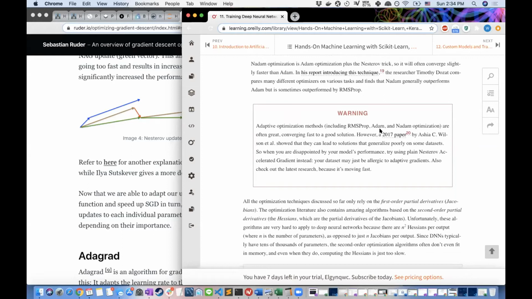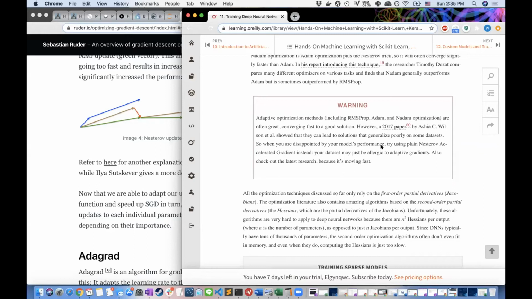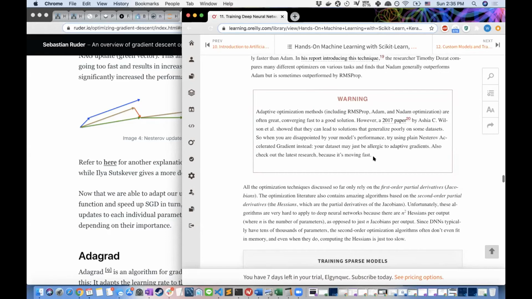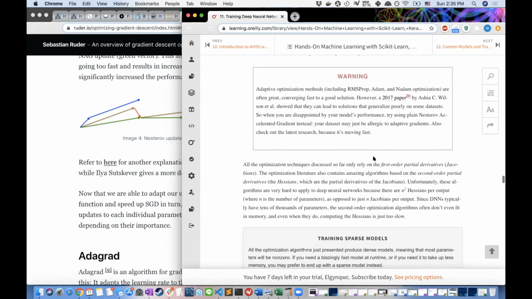Adaptive optimization methods, including RMSProp, Adam, and Nadam optimizers, are often great, converging fast to a good solution. However, a 2017 paper by Ashia Wilson showed that they can lead to a solution that generalizes poorly on some datasets. So when you're disappointed by your model's performance, try using plain Nesterov accelerated gradient instead. Your dataset may just be allergic to adaptive gradients. Also check out the latest research because it's moving fast.